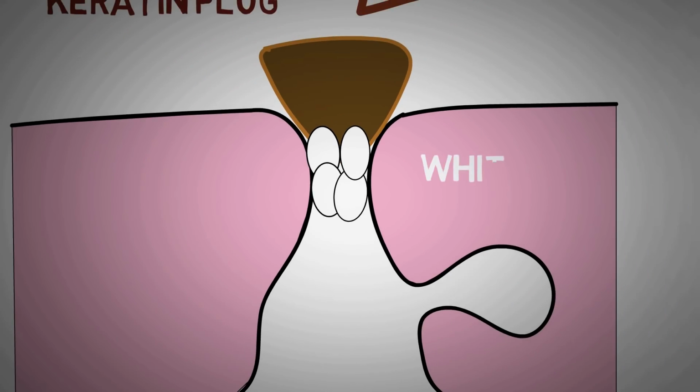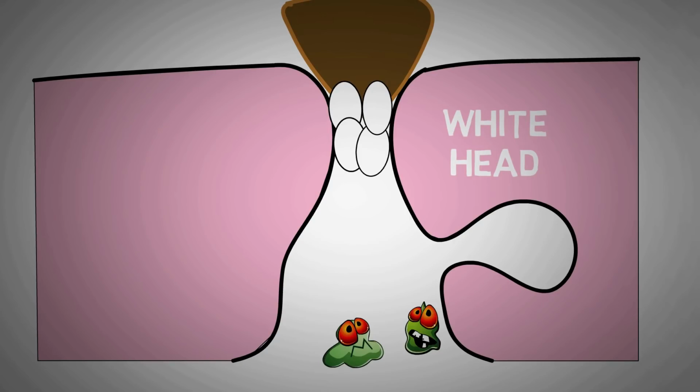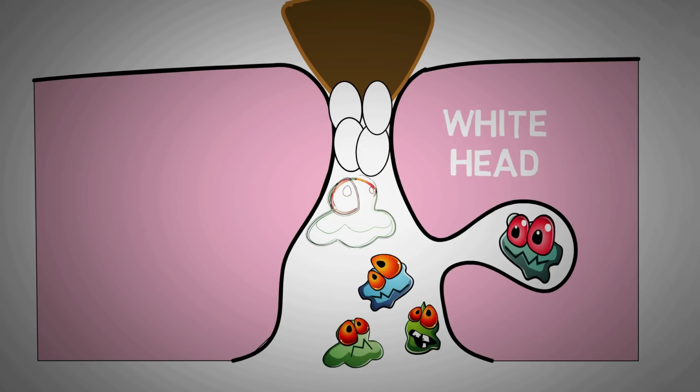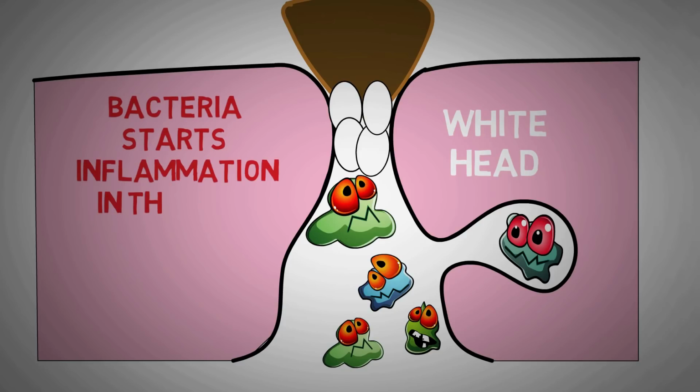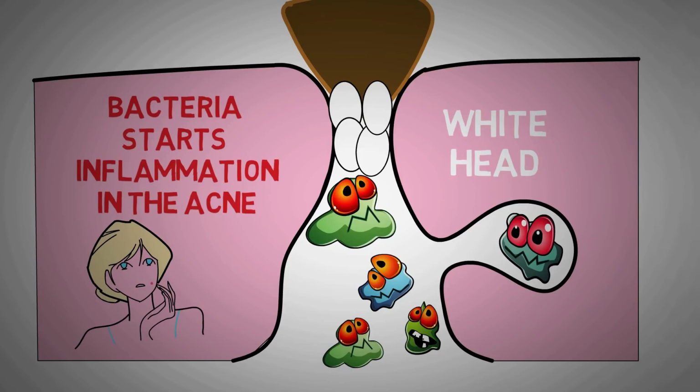Once the plug occurs, Propionibacterium acnes starts to grow in the follicle. The bacterium then sets off a cascade of inflammation and the plug becomes red and bigger and ultimately turns into a pimple. When the inflammation doesn't stop, the acne becomes even bigger and goes deeper into the skin, ultimately becoming a cyst. So this is how acne is formed.